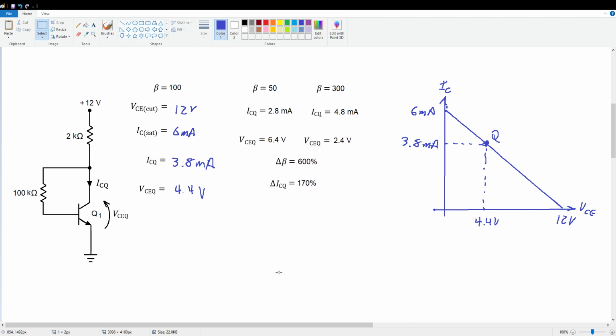If we grabbed a transistor with a beta of 50 and stuck it in this circuit, we get an ICQ of about 2.8 milliamps and a VCEQ of 6.4 volts. Let me throw them on here real quick. So 6.4 volts, that's about here.